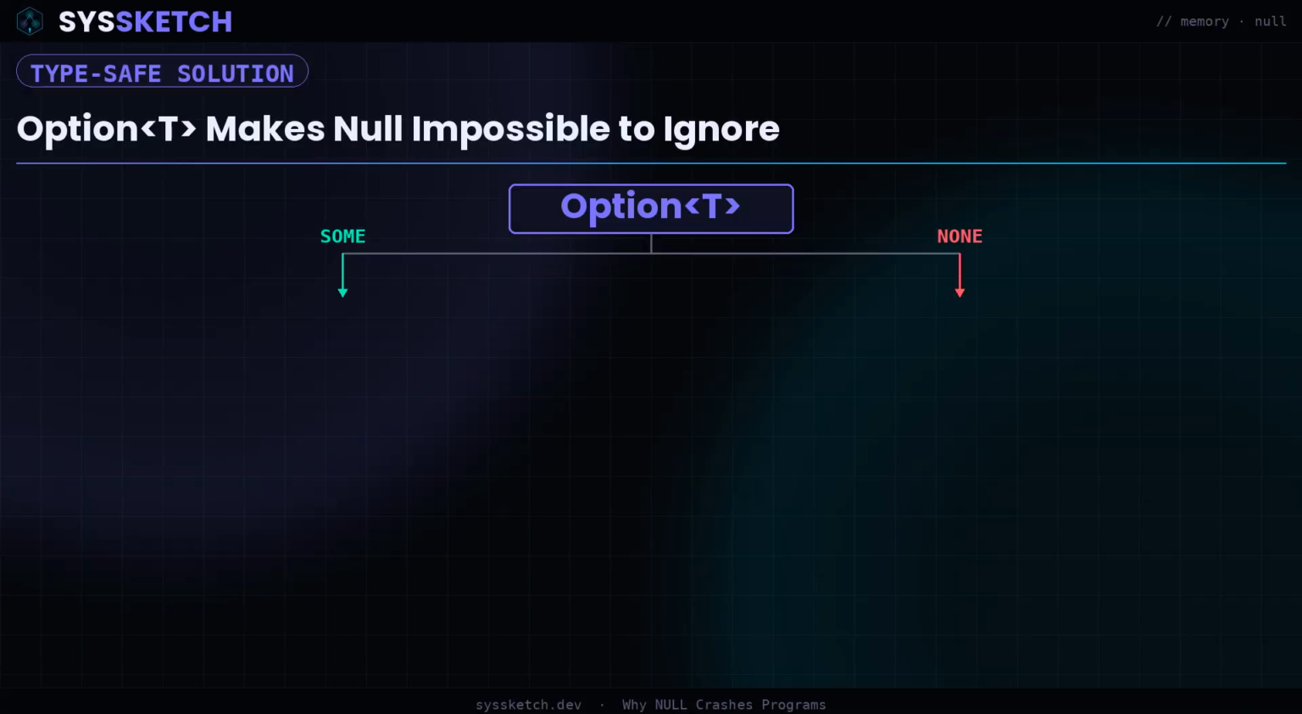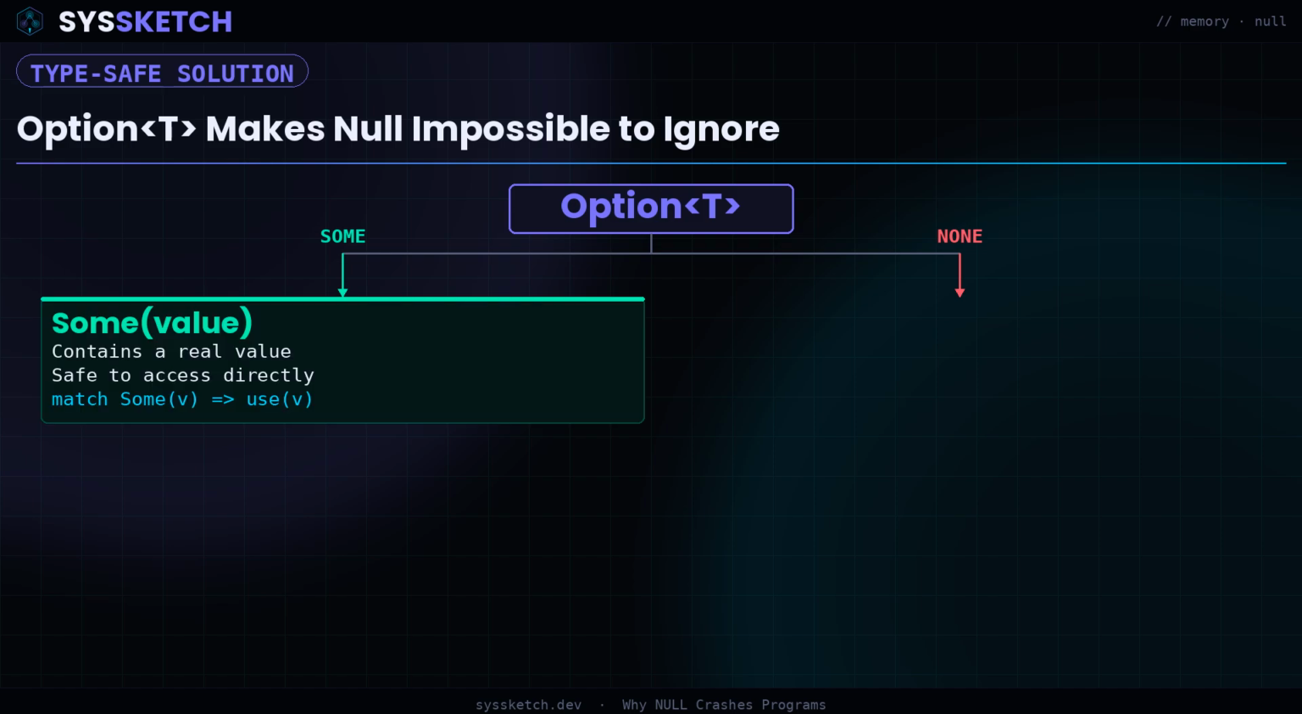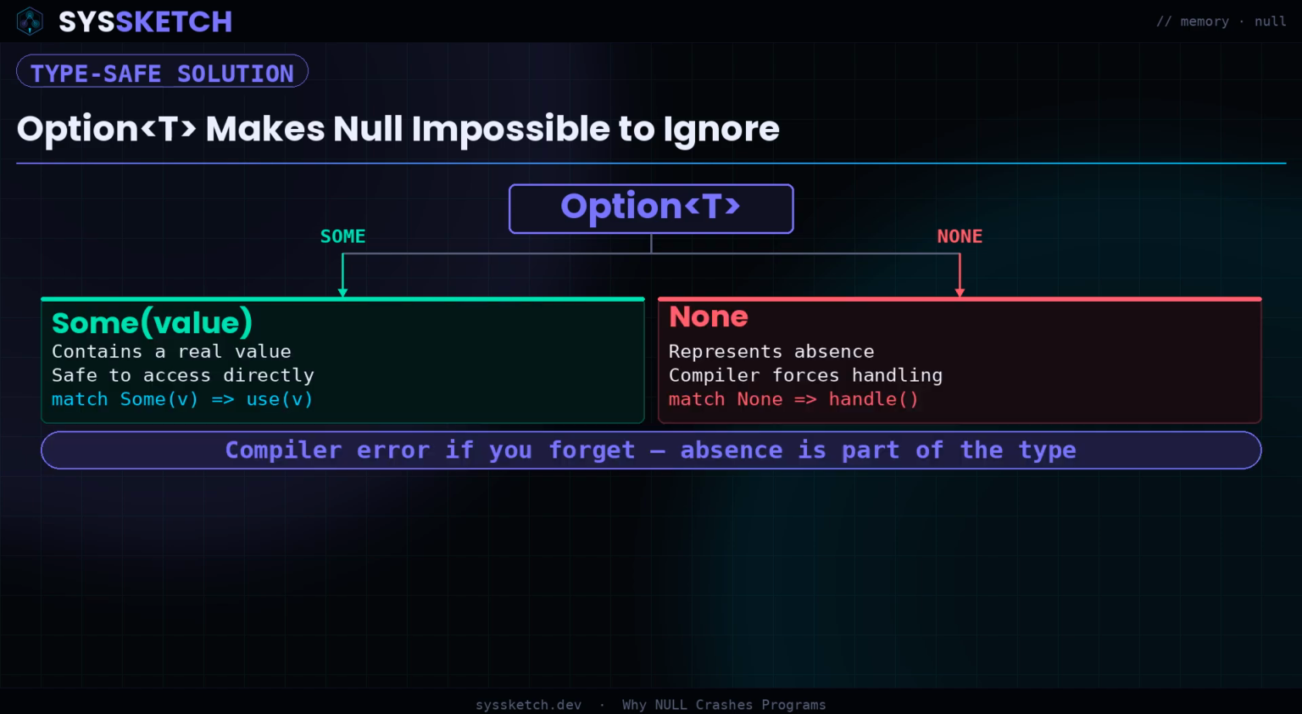Dart and Kotlin use null safety, where variables are non-nullable by default and you have to explicitly opt in to nullable types using a question mark suffix. The compiler tracks nullability through the entire type system and rejects code that might dereference a null without a prior check. Swift has optional with built-in syntax for safe chaining.